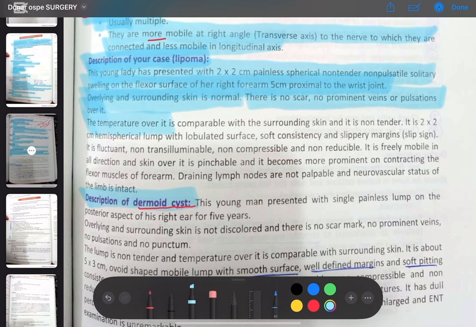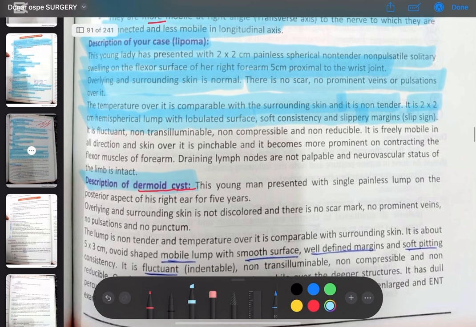The temperature over it is comparable with the surrounding skin and it is non-tender. It is a 2 into 2 centimeter hemispherical lump with lobulated surface, soft consistency, and slippery margins, slip sign. The slippery margins are only present in the lipoma. It is fluctuant, non-transilluminable, non-compressible, and non-reducible.